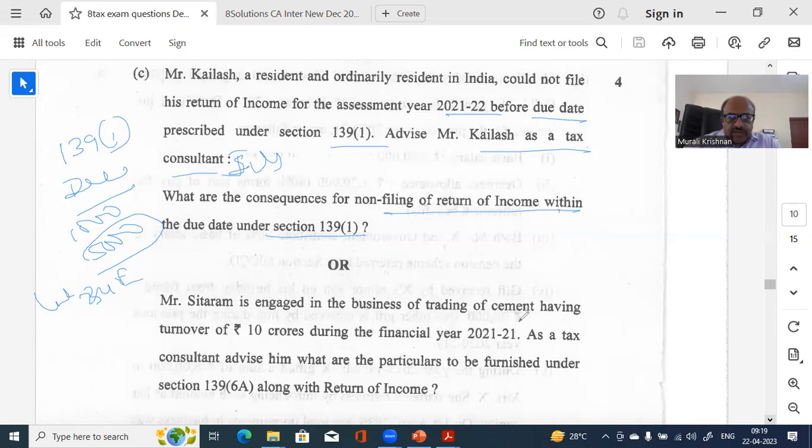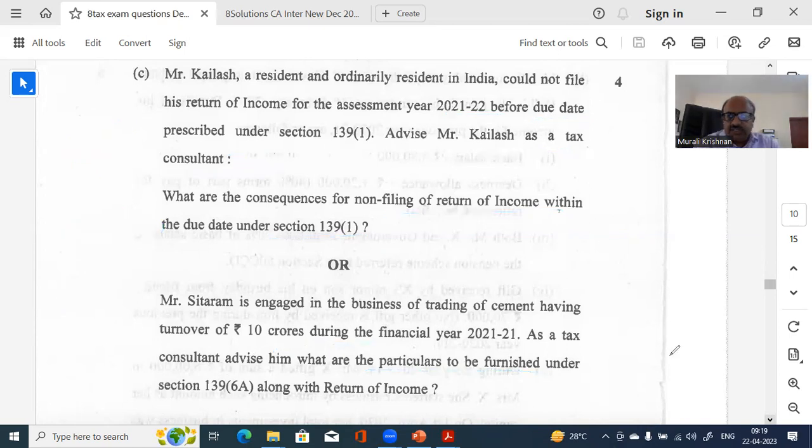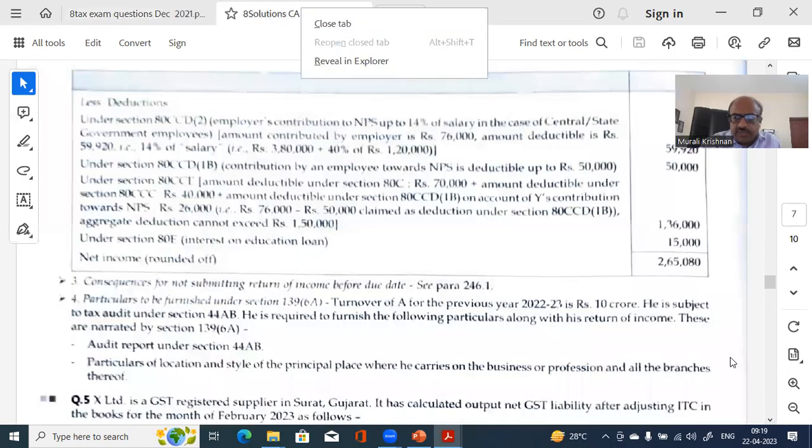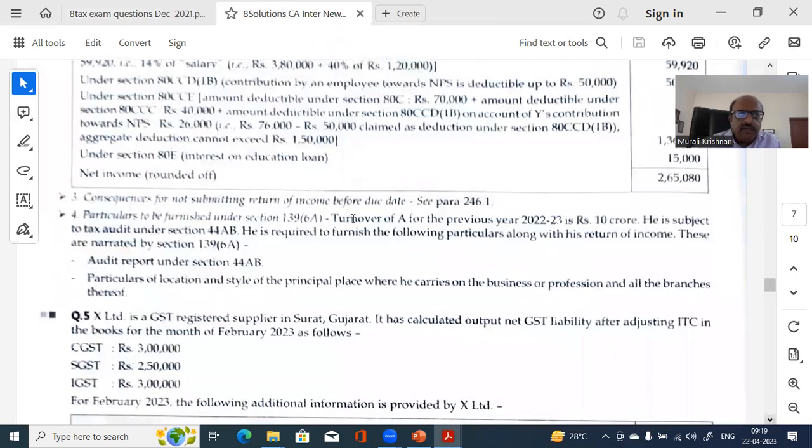Sitaram is engaged in the business of trading of cement, having a turnover of 10 crores. As a tax consultant, what are the returns to be furnished under 139(6A)? Now, this is section itself. What they are saying is, if he has not filed or if he has filed, they can still ask the assessee to file certain details. These are the details: particulars to be filed under 139(6A) are, number 1, audit report under 44AB, and particulars of the location and style of where he carries on the business or profession and all the branches. Those details he has to furnish. That is what is required under 139(6A).